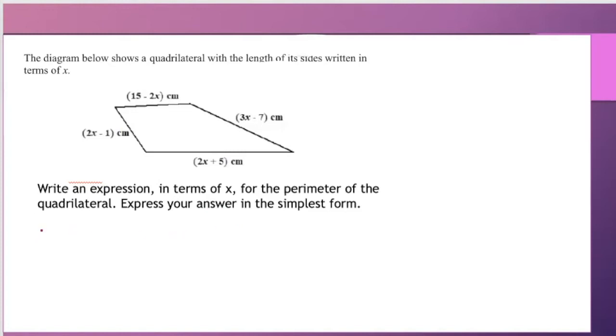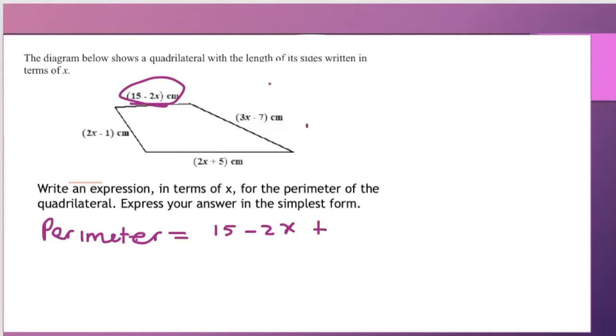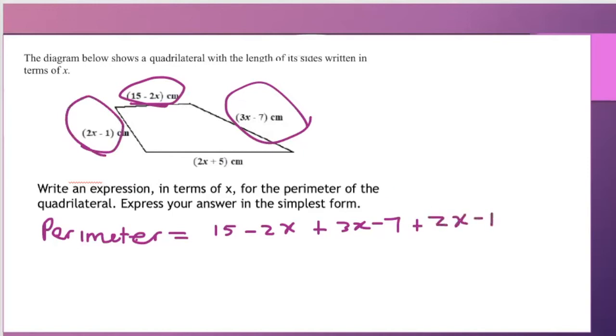Now, perimeter means we are going to add the sides. So to find the perimeter of this quadrilateral, I am going to add this side, which is 15 minus 2x, plus the next side, which is 3x minus 7, plus the next side, I'm going to have 2x minus 1. And there's no particular order. You could have started the other way around. I'm just picking the different sides. All you have to do is ensure that you add them.